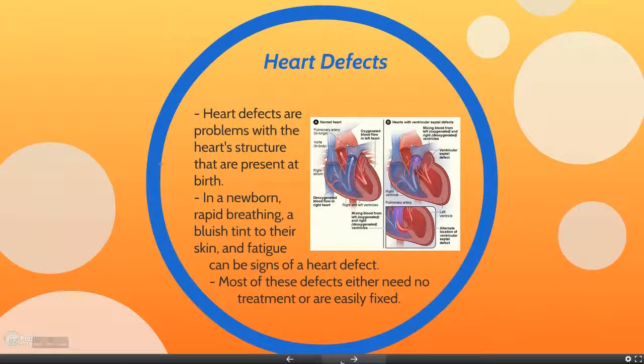Heart defects are problems with the heart structure that are present at birth. We can see in the picture that a normal heart does not mix oxygen-poor blood with oxygen-filled blood. However, with some heart defects, the heart will mix these two types of blood because there is a hole in the heart. In a newborn, rapid breathing, a bluish tint to their skin, and fatigue can be signs of a heart defect. Most of the heart defects either need no treatment or are really easily fixed.